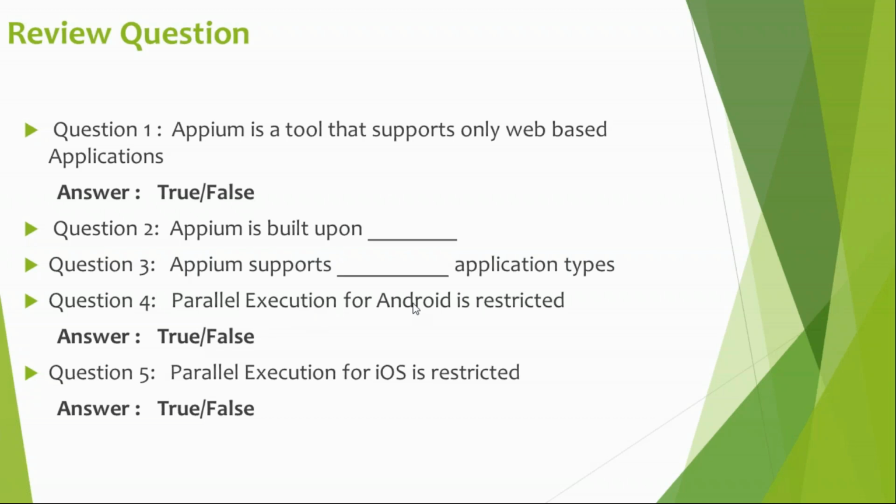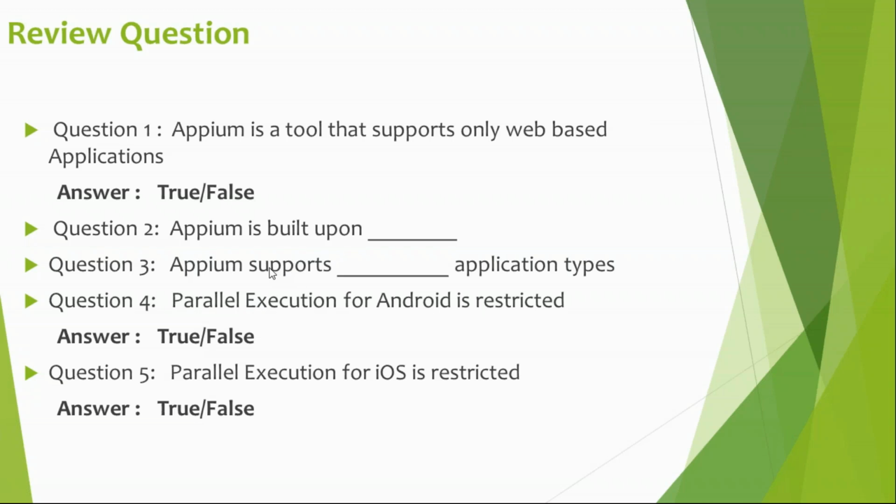Parallel execution for Android is restricted. True? How come? Parallel execution for iOS is restricted. That is true. For Android, it is false, because in Android you can execute your script on multiple devices. Let's say you have automated a simple use case for Wipro.com, you can execute it on a Nexus 5 device, a Samsung S device, and one more tablet, all three devices at the same time.